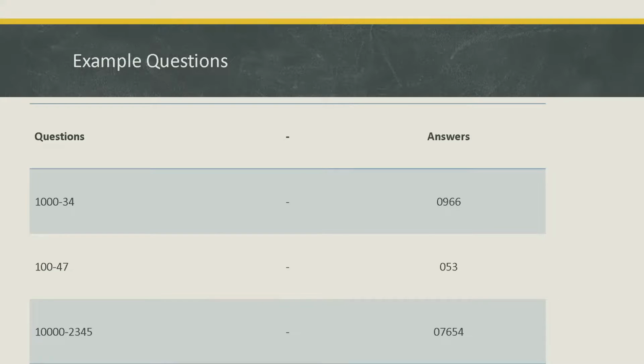I'll explain how. In 1000 minus 34, the last zero should be changed to 10, and 10 minus 4 is 6. The middle zero should be changed into 9, so 9 minus 3 is 6. And this is 9, and 9 minus 0 is 9, because this is also a middle zero at the second place. And now the 1 should be converted into 0, which is over here as 0. So the answer is 966.